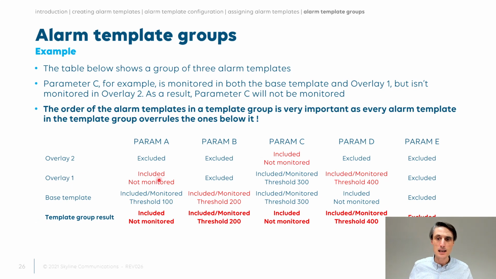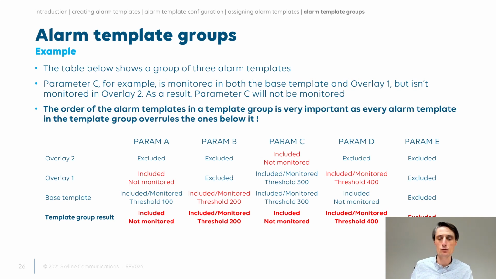The second overlay has some other parameters included. So those ones are then taken, the parameter A is taken from overlay 1 because overlay 2 didn't have it. So that's the winning alarm template, you could say. If it's not defined in any of the overlays, it's taken from the base template, of course. The base template has everything. If it's not included anywhere, it's not included in the result.